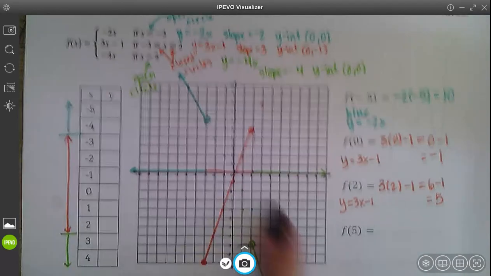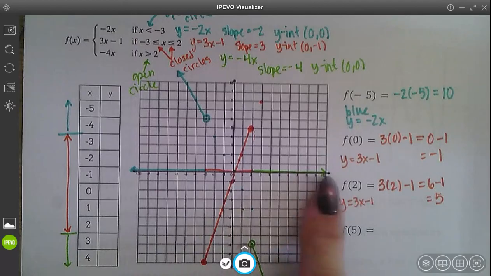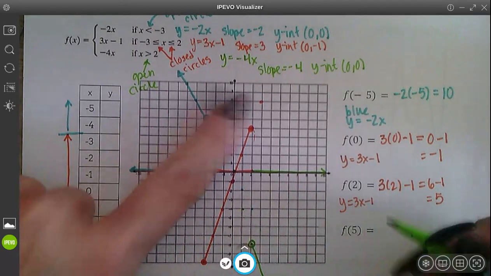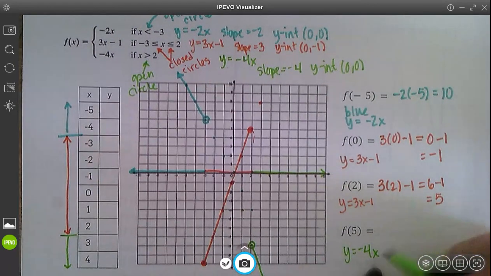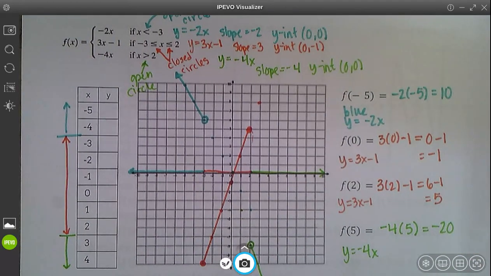f of 5. 5 is way over here. It's in the green zone. So I'm going to be following the rule y equals negative 4x. So substituting 5 in for x, I get negative 4 times 5. So that answer would be negative 20.